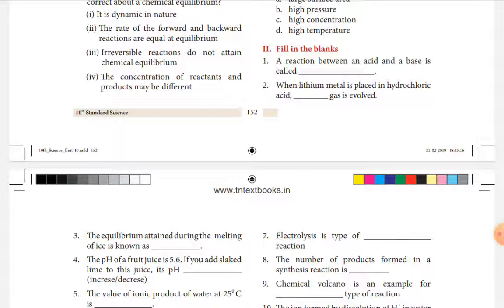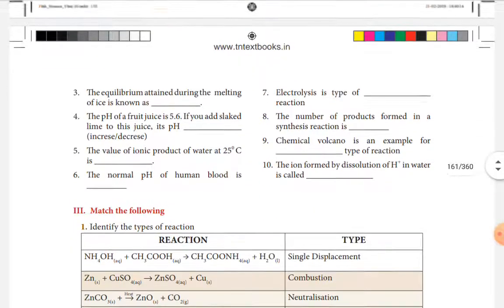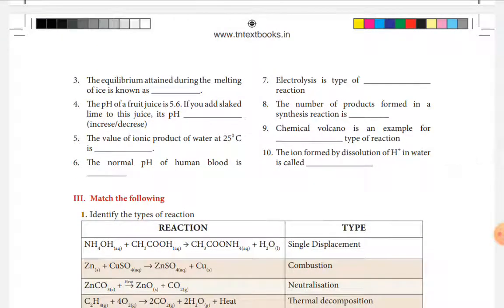The second one: when lithium metal is placed in hydrochloric acid, blank gas is formed. Whenever a metal reacts with an acid, a metallic salt and hydrogen gas are formed. So what you have to write in the blank is hydrogen, H2. Then, the equilibrium attained during the melting of ice is known as physical equilibrium.